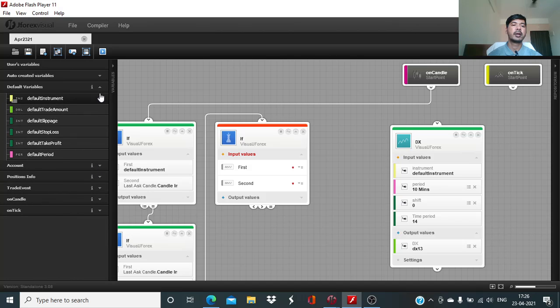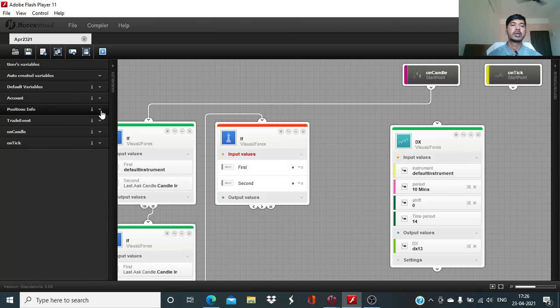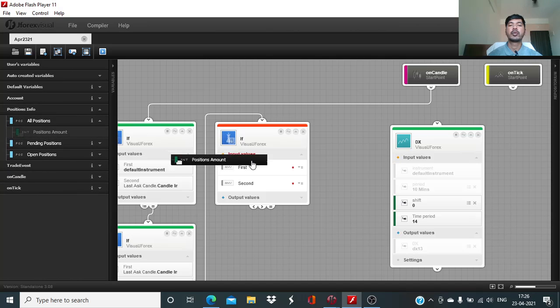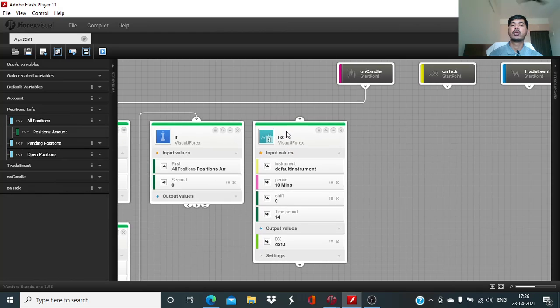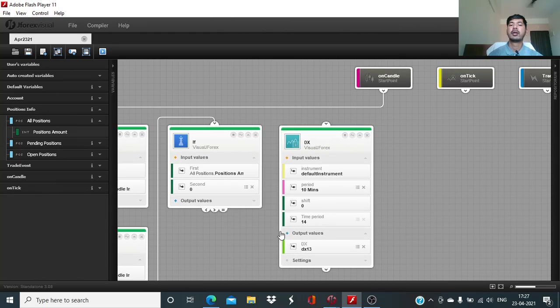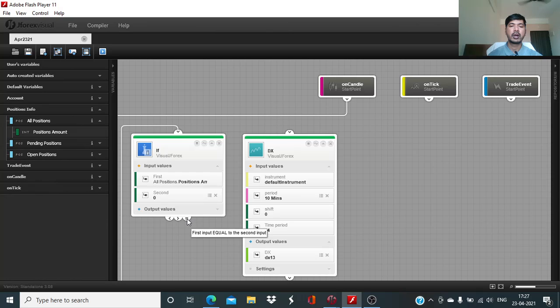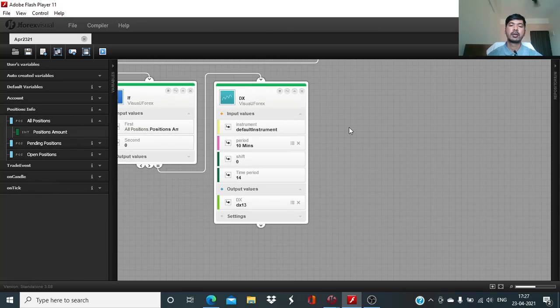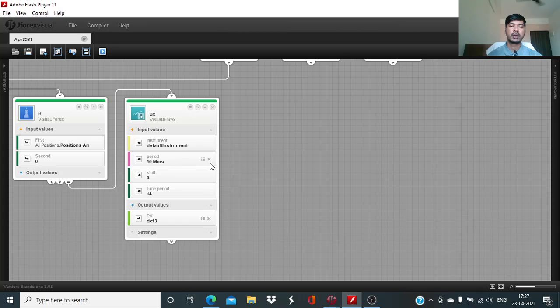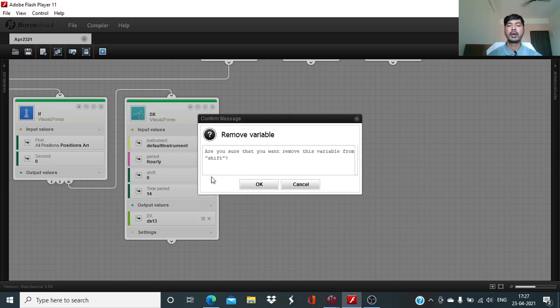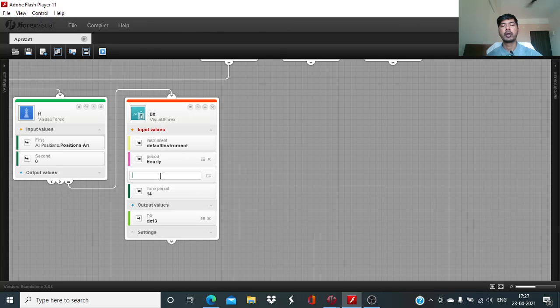And after that, position info, all position amount, I am going to set it at 0 so that there is no pending order or open position in the market on the account currently. So it will avoid the possibility of multiple trades being open on the account. This I will change to hourly time frame. Look back period will be 1.